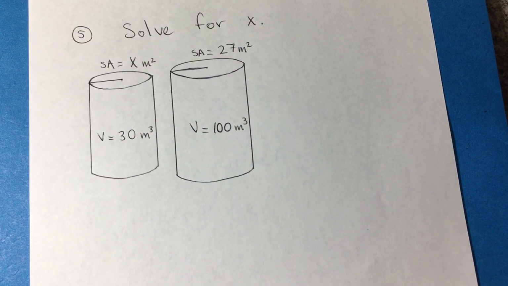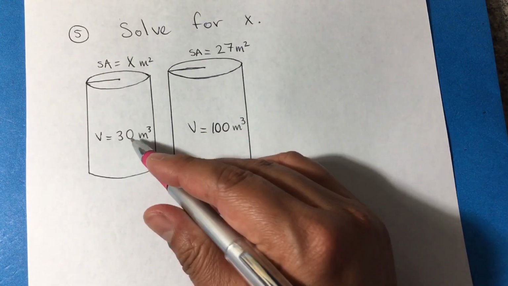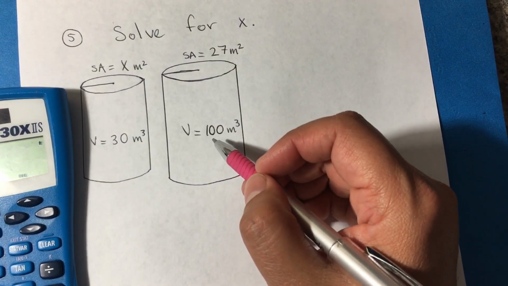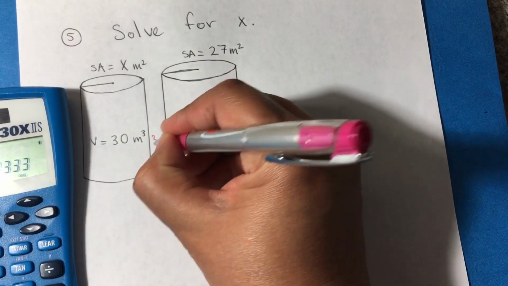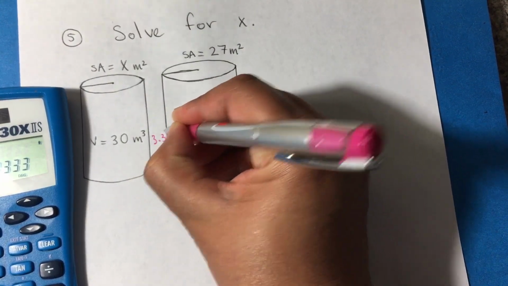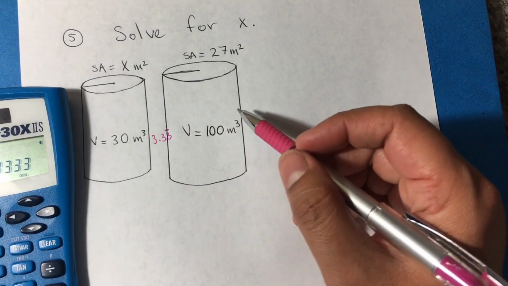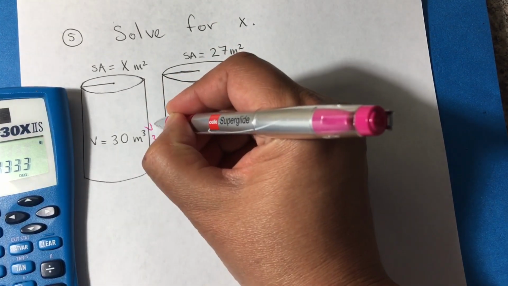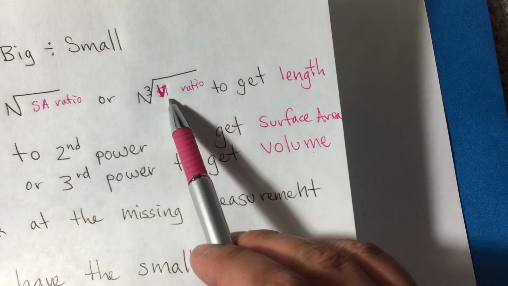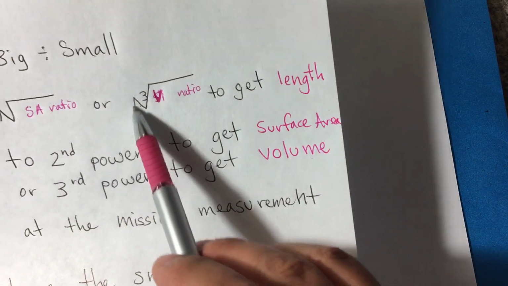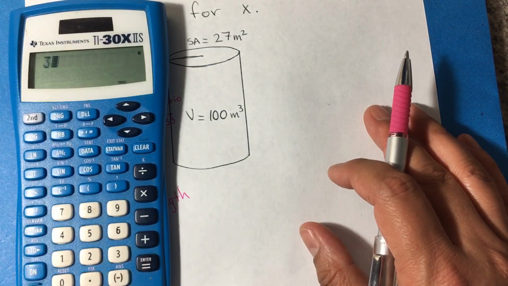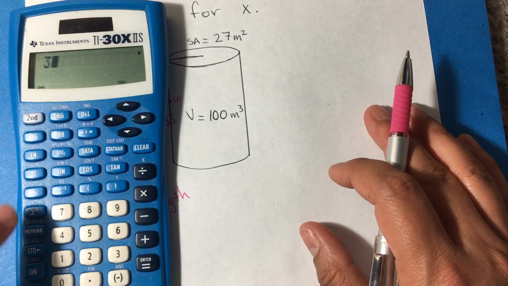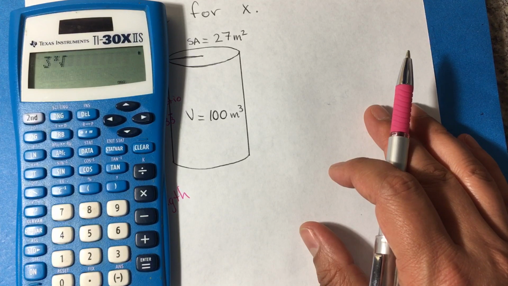Okay, again, the first step is to divide big by small. So 100 divided by 30, that's 3.33333333 forever. Then that's the volume ratio. So if we have the volume, what we need is the cubic root, okay? So we press 3, second function, that cubic root, with the x, I'm sorry.